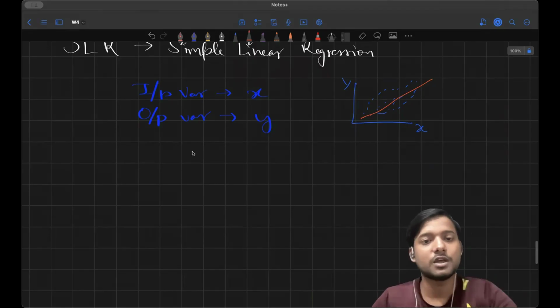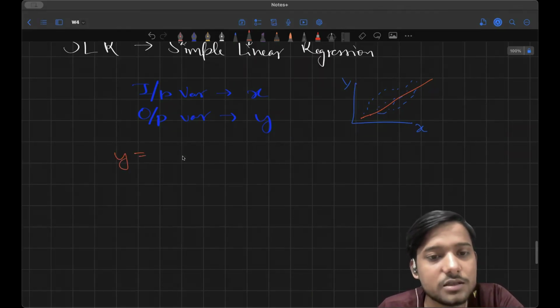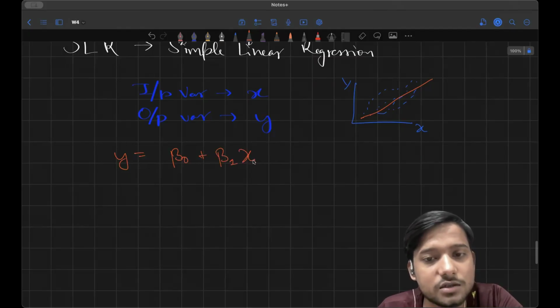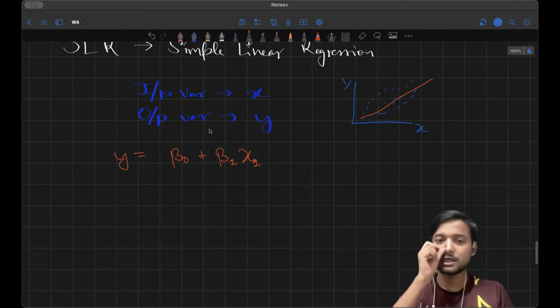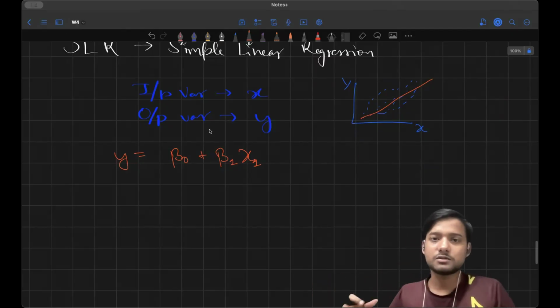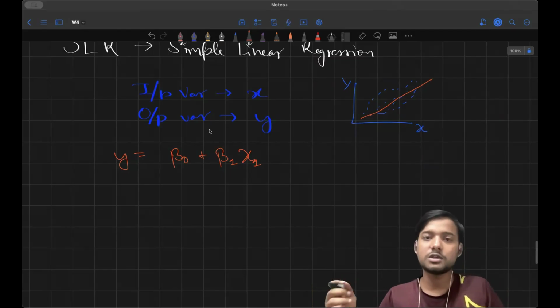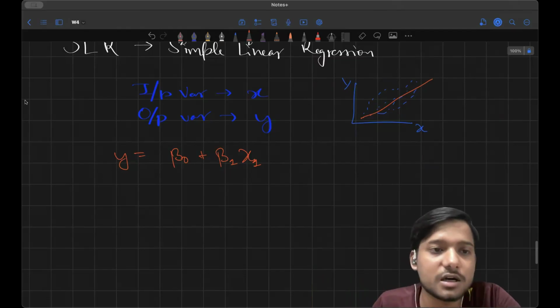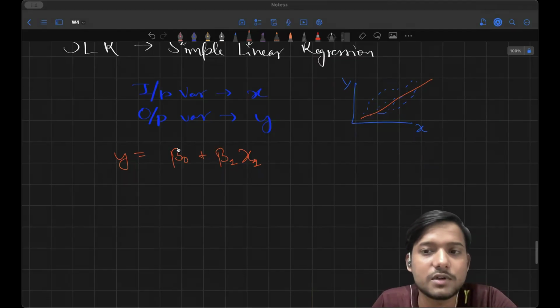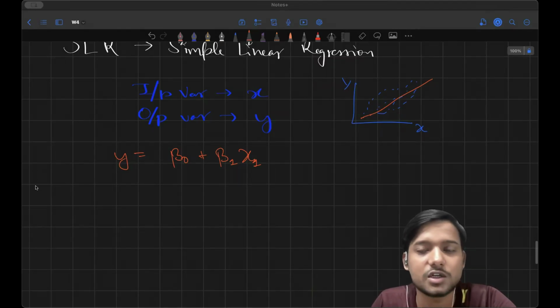So the equation looks something like this. Y is equal to beta naught plus beta 1 x1. Here, because we only have one variable, we are restricting ourselves to x1. You can obviously name it something else, x, without any subscript, because in simple linear regression, x generally means only one variable. But we can extend this idea of simple linear regression to multiple linear regression, where we would also have x1, x2, different variables. So before we get started, I just wanted to cover some terminologies related to linear regression.